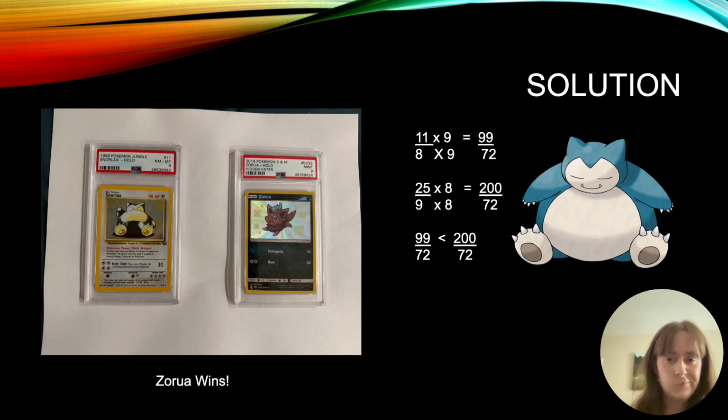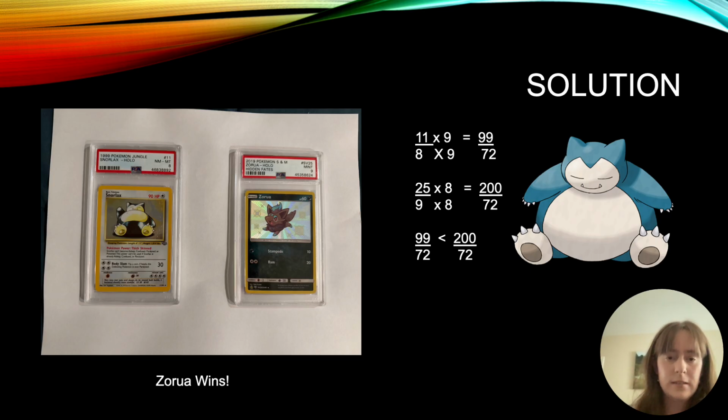No. So here's what we're going to do. We're going to multiply the 2 bottoms, 8 times 9. So 8 times 9 is 72. 11 times 9 is 99. 25 times 8 is 200. And 9 times 8 is 72.